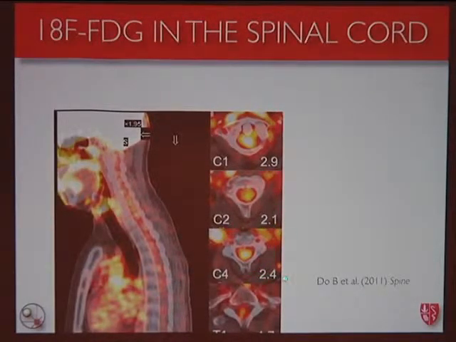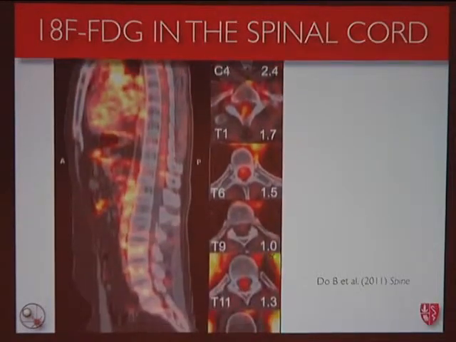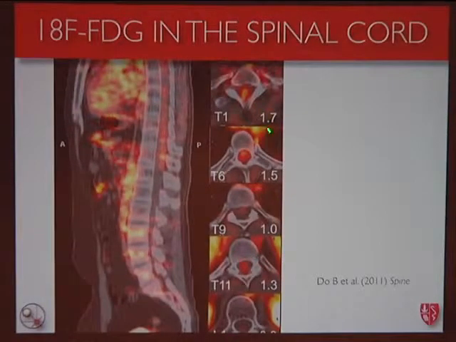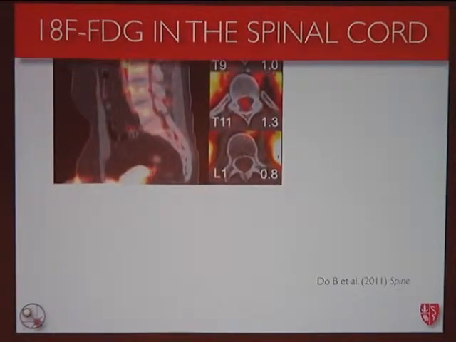So we see a relative bump in uptake at the cervical enlargement as we move down to the thoracic spine. Again, it's kind of descending in amount, 1.5, 1.0, and then we get up to T11, and all of a sudden it goes back up again. And just studying the cadaveric literature, you know that T11 is the site of lumbar enlargement.